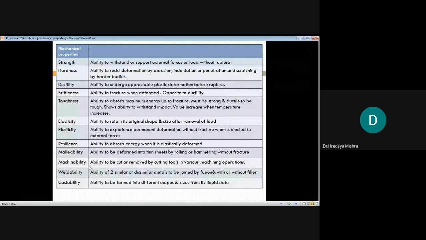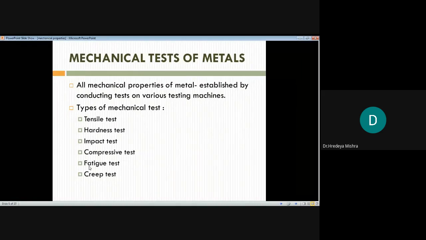Okay. Castability. What is the castability? It is the property of casting. Materials like aluminum, silver, gold, and paraffin wax have more castability. So these are the mechanical properties we study here, and here you can see the different types of tests.